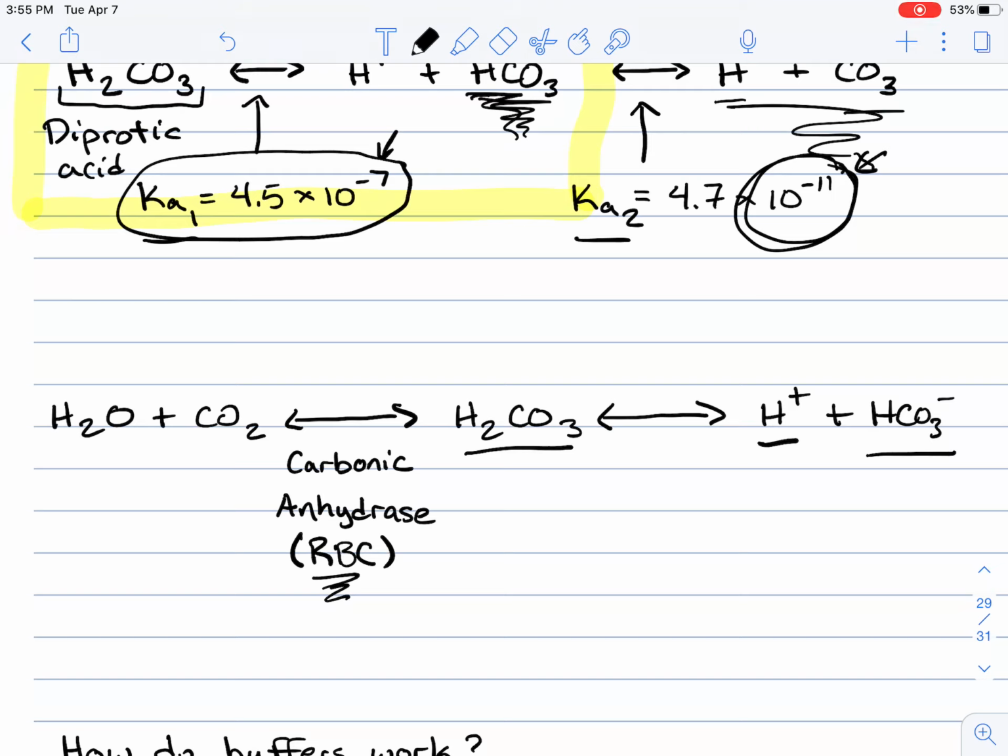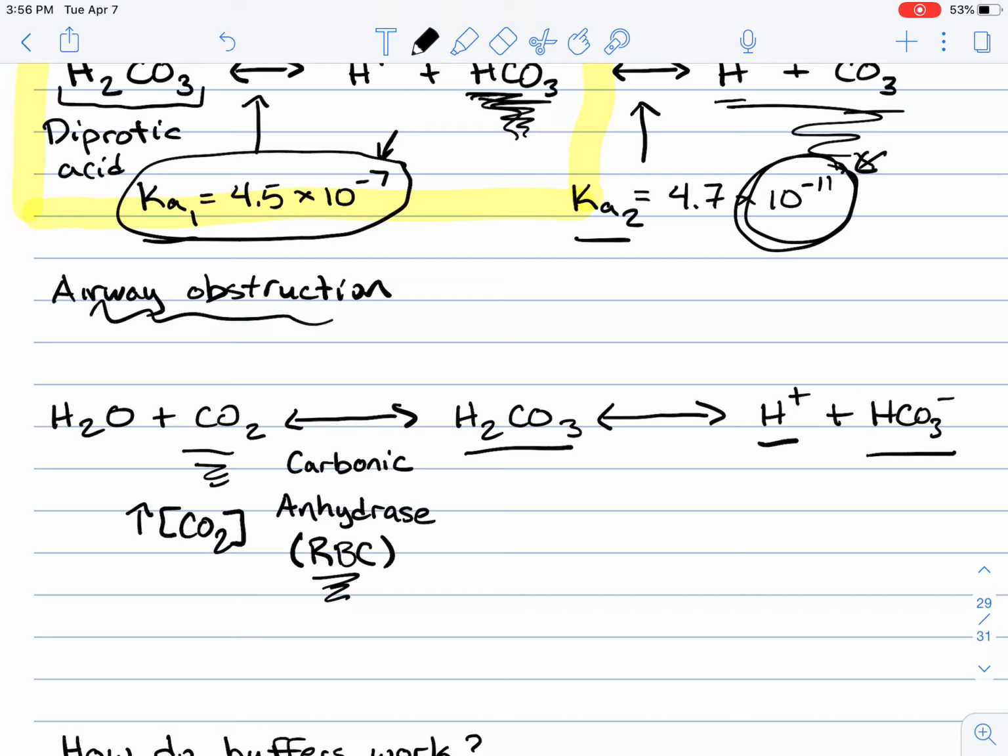And so let's just say that you have some type of airway obstruction. That airway obstruction can be caused by pneumonia, COPD, and the list goes on. And so if you have an airway obstruction, what's going to happen is that CO2 is going to be retained. So there's going to be an increased retention of CO2. In chemistry terms, there's going to be an increase in CO2 concentration if the airway is obstructed.